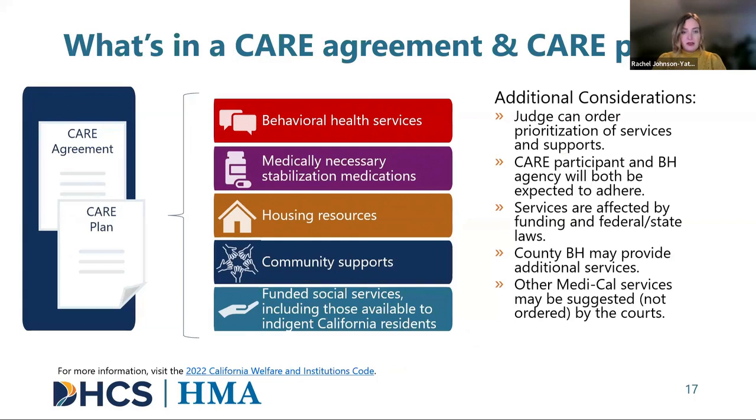So let's take a closer look at what is included in a care agreement and a care plan. In short, the care agreement and the care plan include a lot of the same elements, all with the intent to support the care participant in accessing treatment and supports. The main differences between the care agreement and the care plan is that the care agreement may include continued court oversight beyond the initial 60-day review hearing, and the care plan will include court oversight with ongoing review hearings.